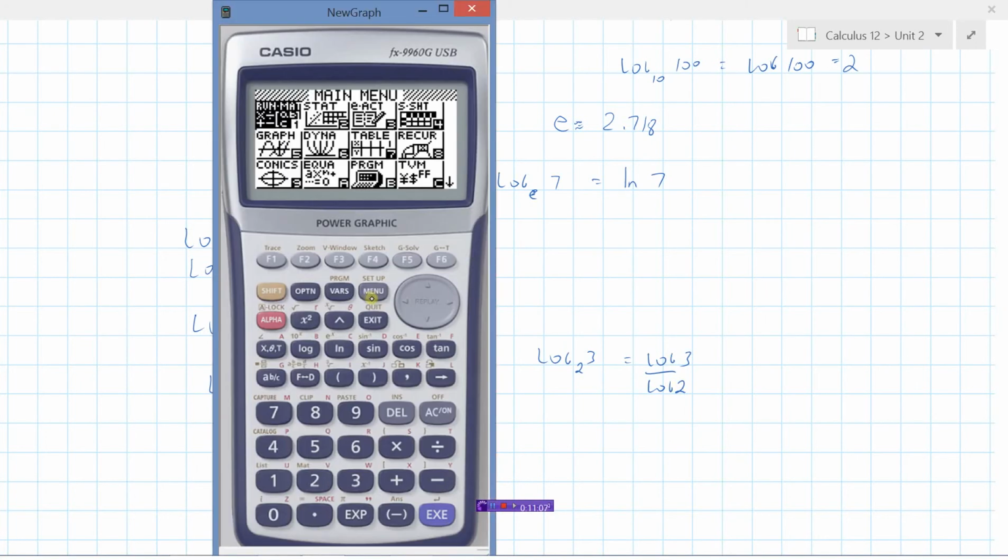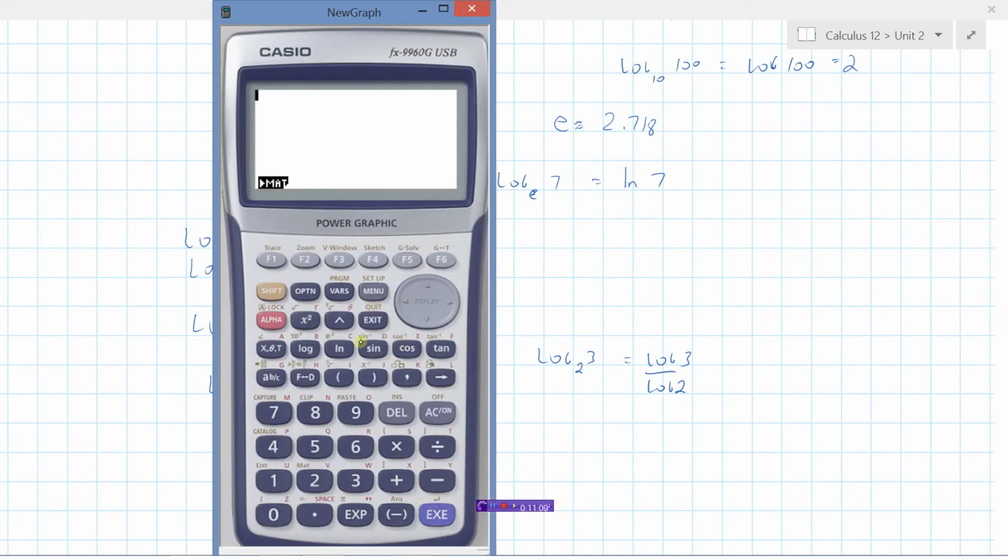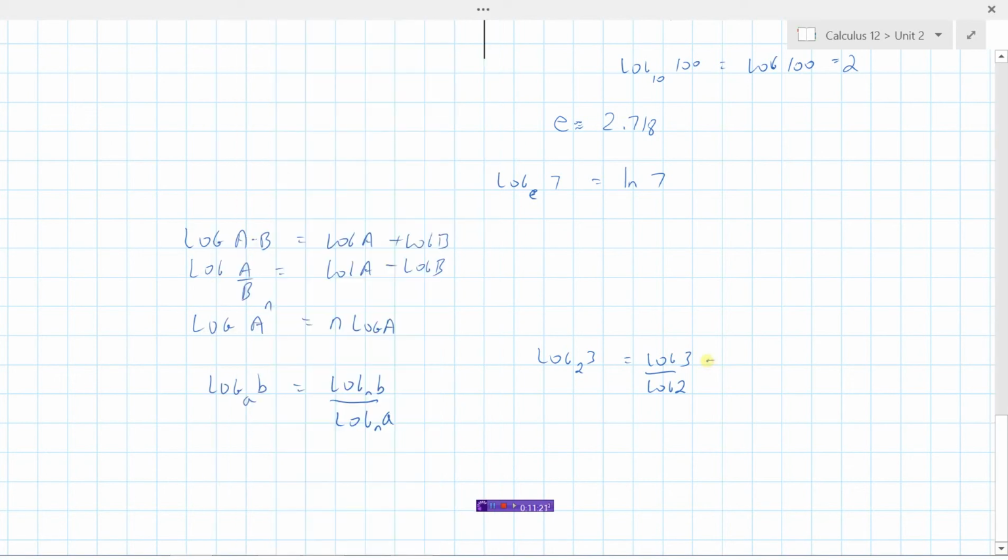So just putting this in the calculator, we could go log 3 divided by log 2. So the exponent should be 1.58 approximately. So 2 to the power 1.58 is 3.